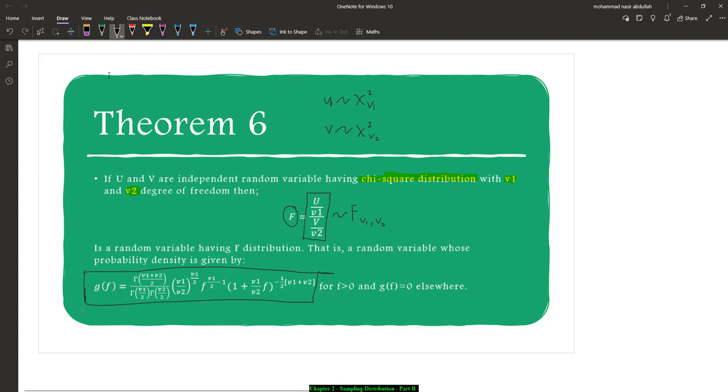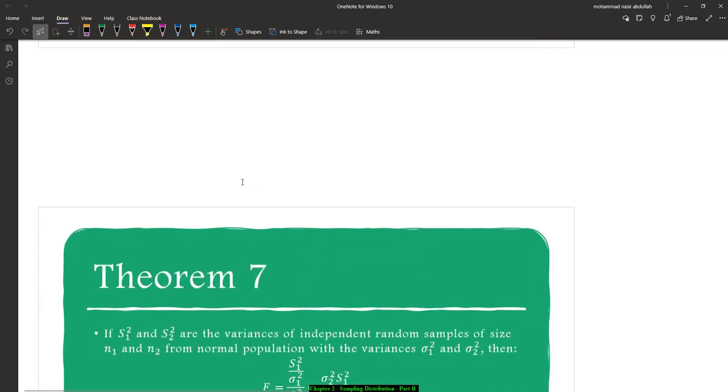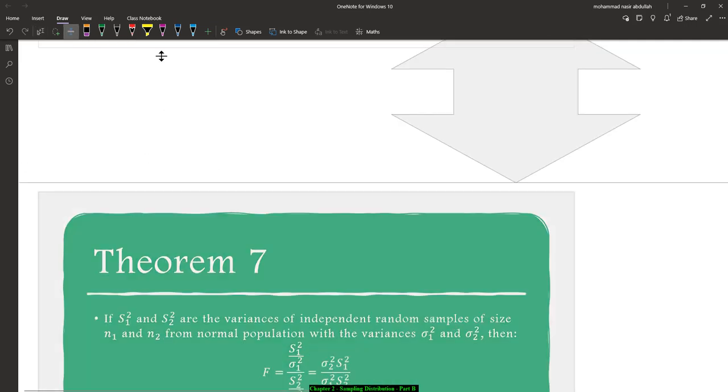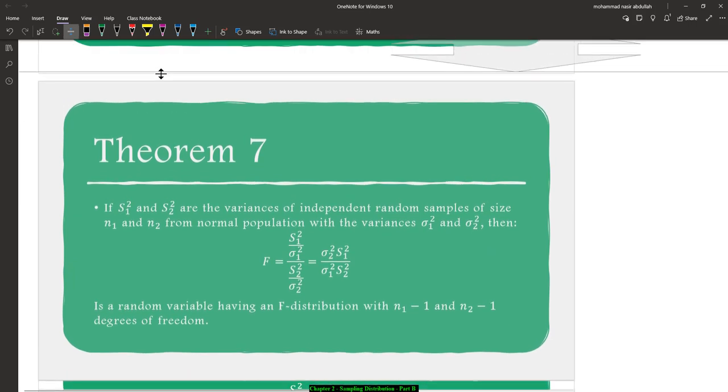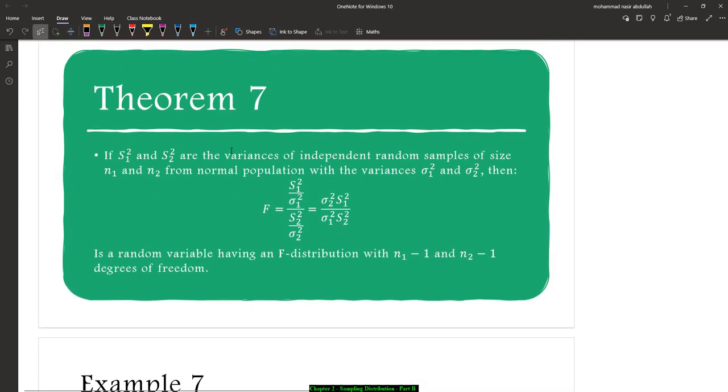And theorem number 6 can be extended to theorem number 7. Right, we see theorem number 7 is an extension of theorem number 6, the same thing. If S1 squared and S2 squared are sample variances, from samples of size n1 and n2 from normal populations with variances sigma 1 squared and sigma 2 squared.